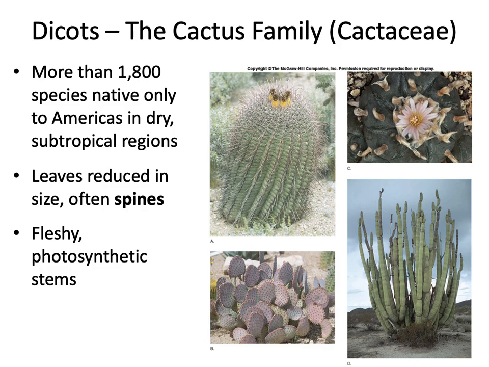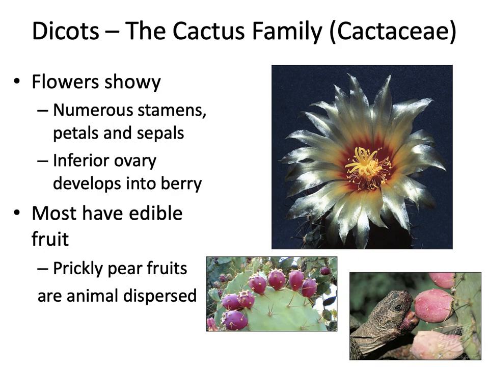Our next family is the Cactaceae, which is the cactus family. Very iconic plants. There's about 1,800 species that are native only to the Americas in dry, subtropical regions, often found in deserts. The leaves are reduced in size, often as spines, but not always, and they typically have fleshy, photosynthetic stems, and that fleshiness is an adaptation to store water.